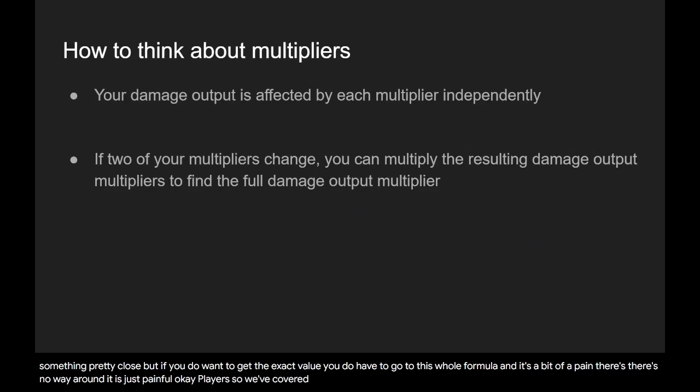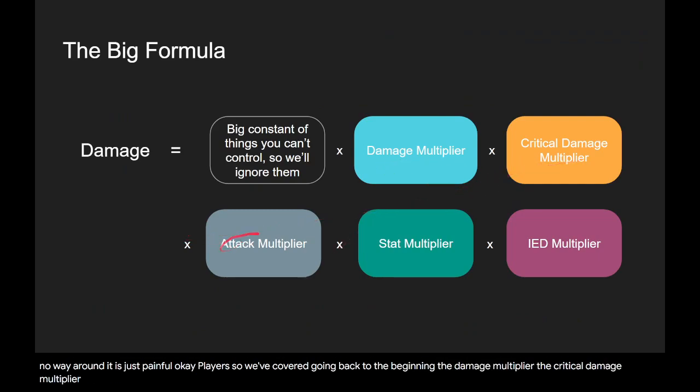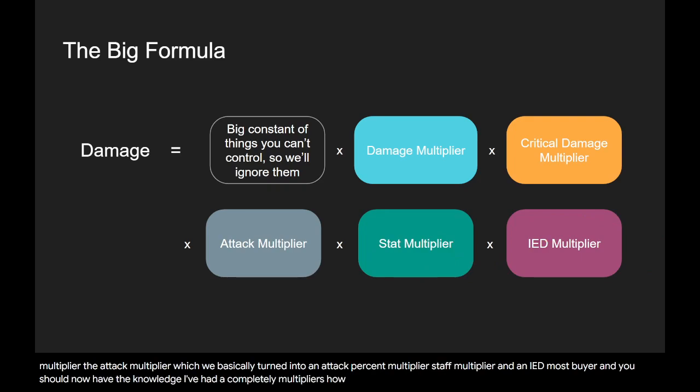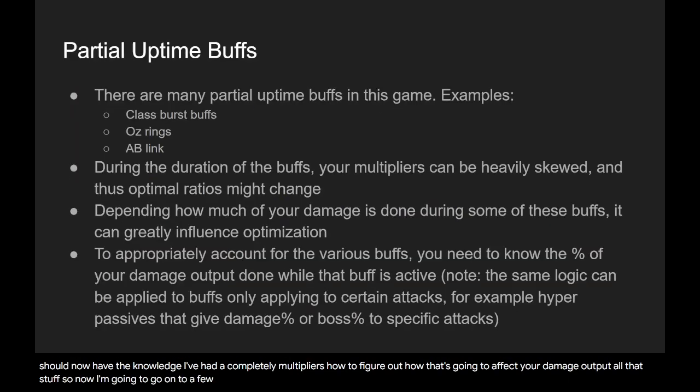So we've covered, going back to the beginning, the damage multiplier, the critical damage multiplier, the attack multiplier, which we basically turned into an attack percent multiplier, a stat multiplier, and an IED multiplier. And you should now have the knowledge of how to compute these multipliers, how to figure out how that's going to affect your damage output, all that stuff. So now I'm going to go on to a few different topics.